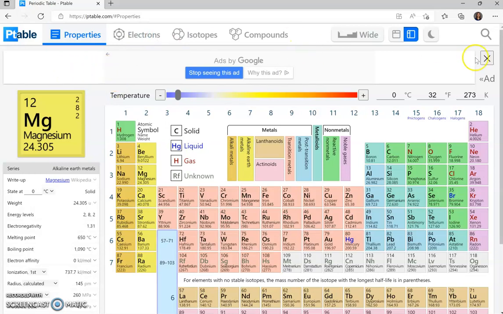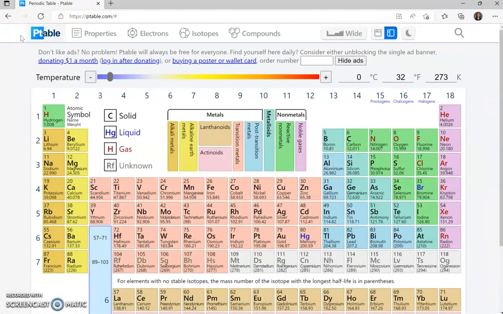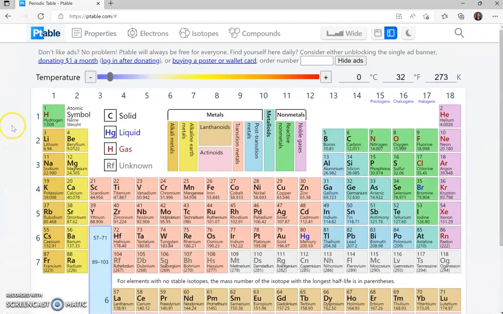So when I'm on this website, I usually like to exit out of the ads up there, and then I also like to click here on ptable just so that I can see that full view instead of being on the properties view that gives you this over here for a specific element. I just like to click on ptable and then I can just see the entire periodic table.